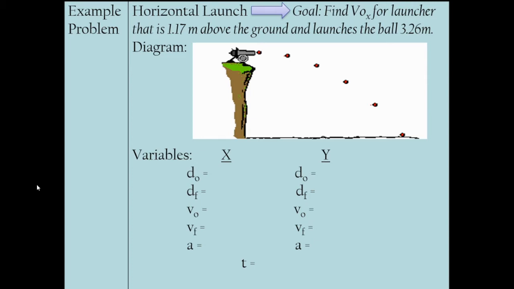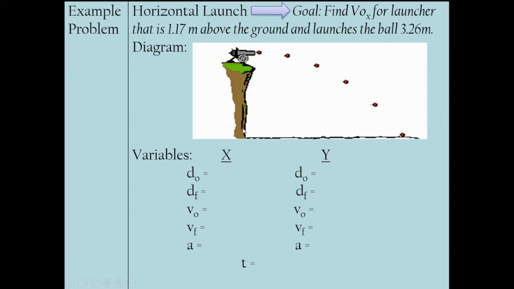So like I said on the last slide, when dealing with 2D horizontal problems, they're almost identical to 1D problems, meaning a car that's just moving on the ground or a ball that's just falling straight down. The only difference is that now we're combining the X and the Y variables into one giant table. So over here we have all of our X variables, and over here we have all of our Y variables.